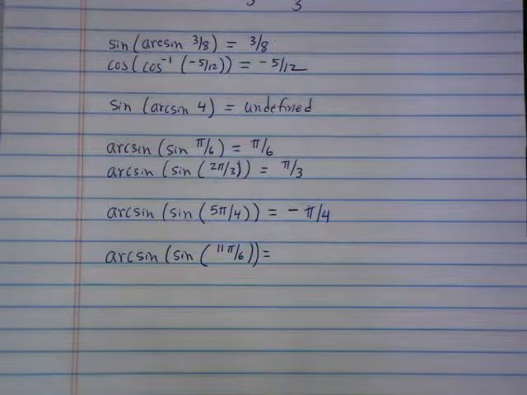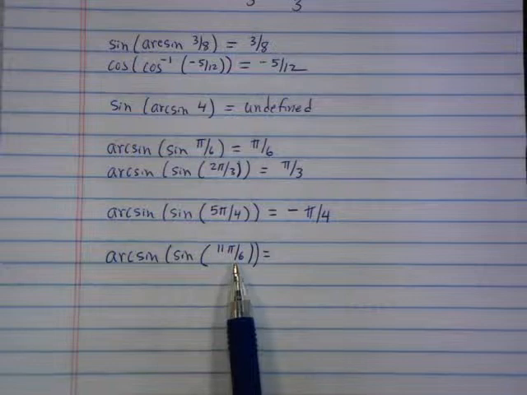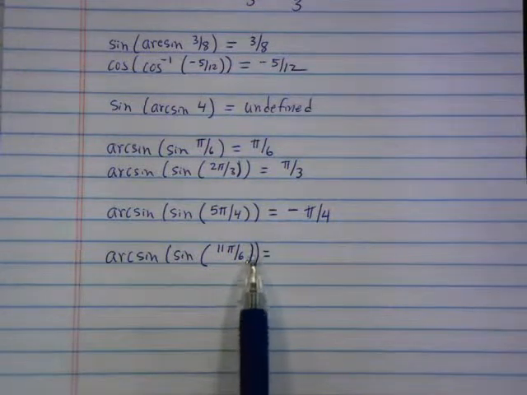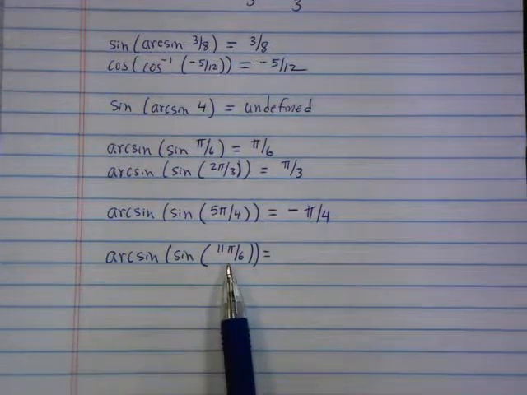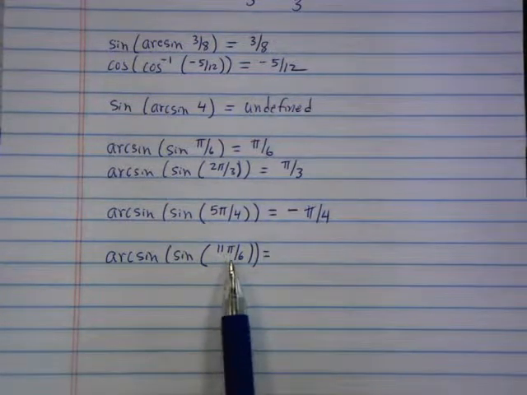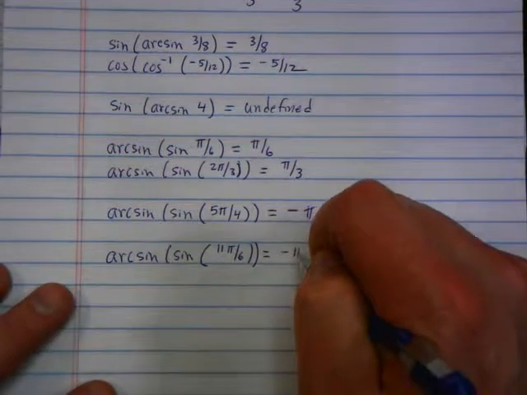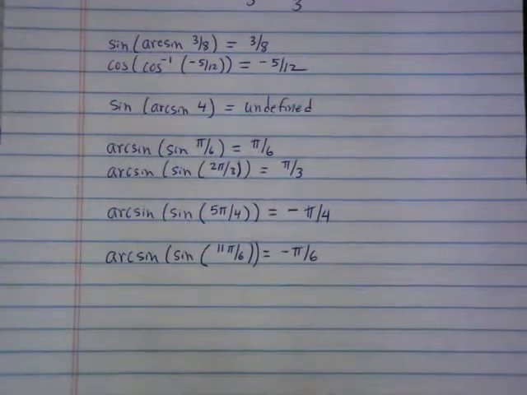Not pi over 6, but you're close. Why negative pi over 6? Because 11 pi over 6 is just a little bit smaller than 12 pi over 6, which would be 2 pi. So 11 pi over 6 is in quadrant number 4. So when I do the arc sine of the sine, I need the answer in quadrant number 4, but we have to write it as negative pi over 6 to have it be within the appropriate domain and range of the appropriate functions that we're using.